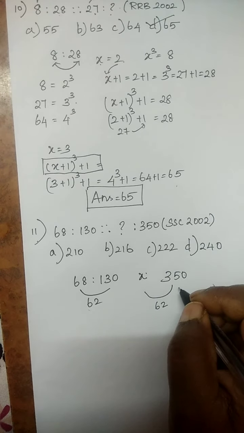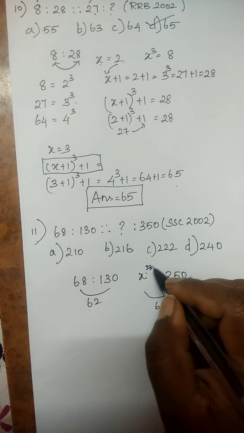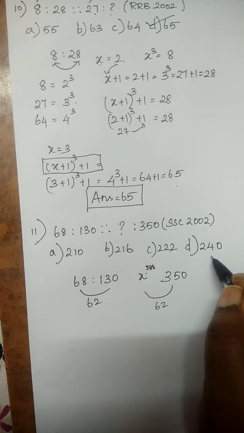Minus 62 means 290, 288. 288 must be the answer, but there is no option found here as 288. So we have to move to another method.